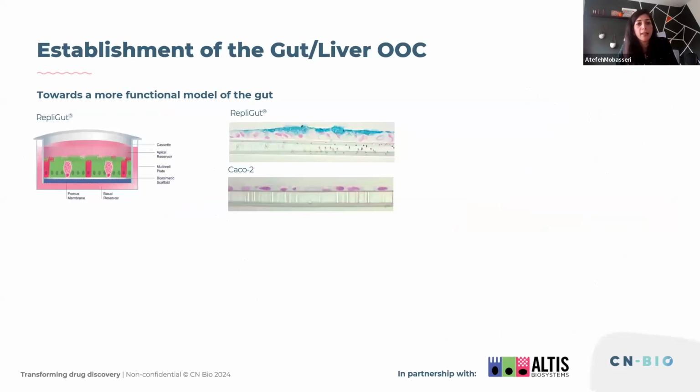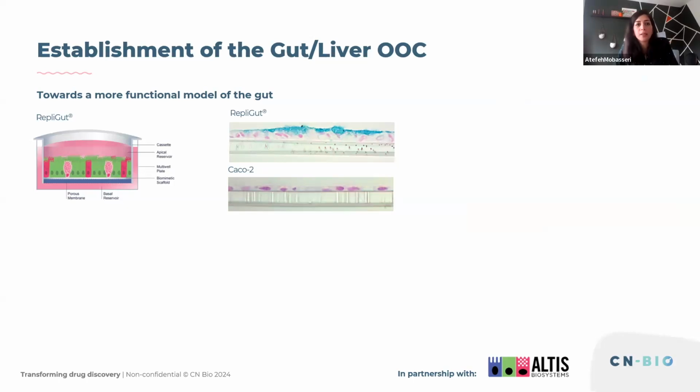So when we make sure that we can capture the two main parameters for the liver related to bioavailability, then we can focus on the gut part. For the gut compartment, we use Replicot. This is the available gut tissue from Atefeh.